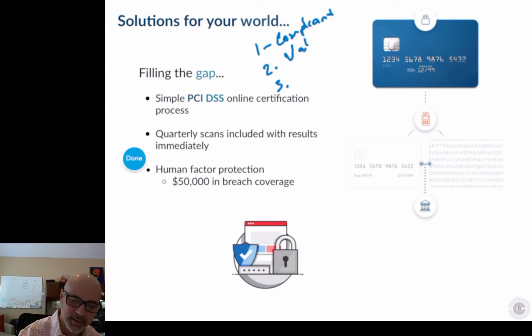Then you got to validate. So anybody that processes on the internet, or whose computer or system is hooked up to IP, then they have to validate. And what we try to do is basically go into your system.